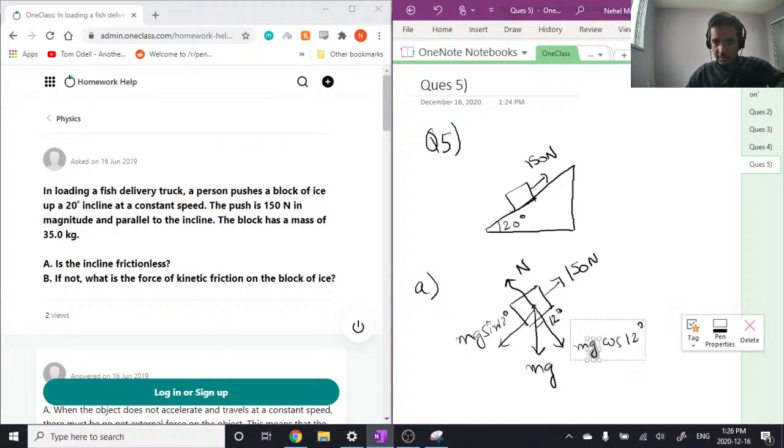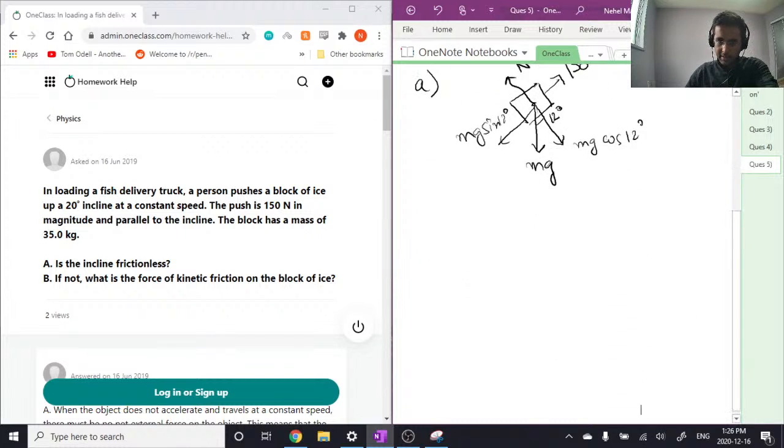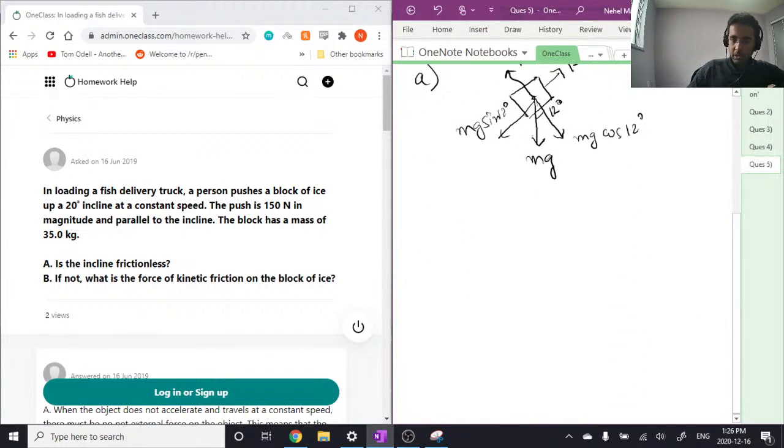Okay, so now if I were to write the equation for motion parallel to the incline, I would get F minus mg sine of 12 degrees equals ma. So now for the incline to be frictionless, we know that these two values must be the same, F and mg sine 12, therefore they would cancel out and there would be no acceleration. So let's compute those values.